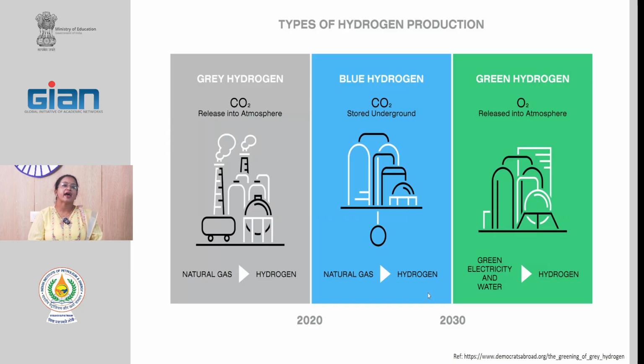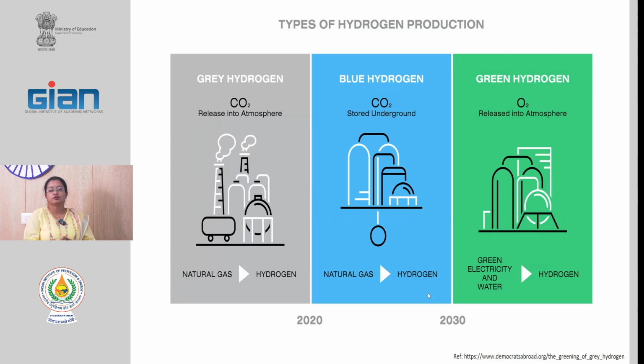But our focus is slowly shifting towards blue hydrogen, where the carbon dioxide is stored underground, or by any other CCUS method, carbon capture and storage method. So what we are doing here is that we are not emitting the carbon dioxide directly into the environment. That is why it is either carbon neutral or not carbon positive, or the carbon footprint is much lesser for blue hydrogen generation.